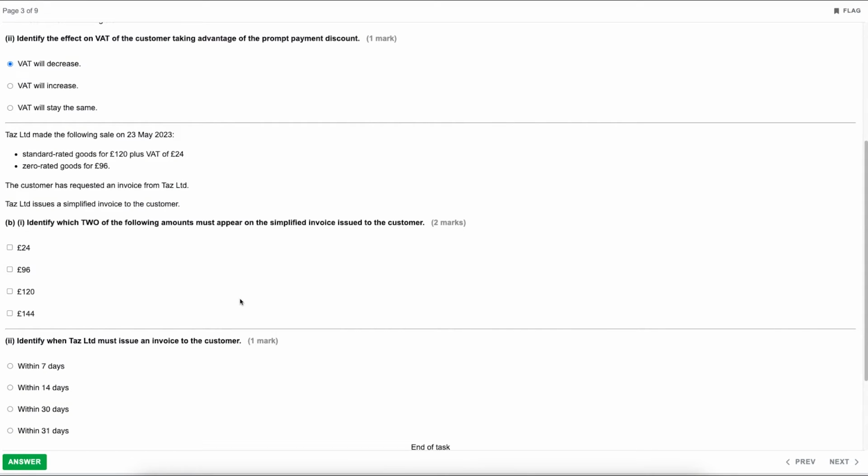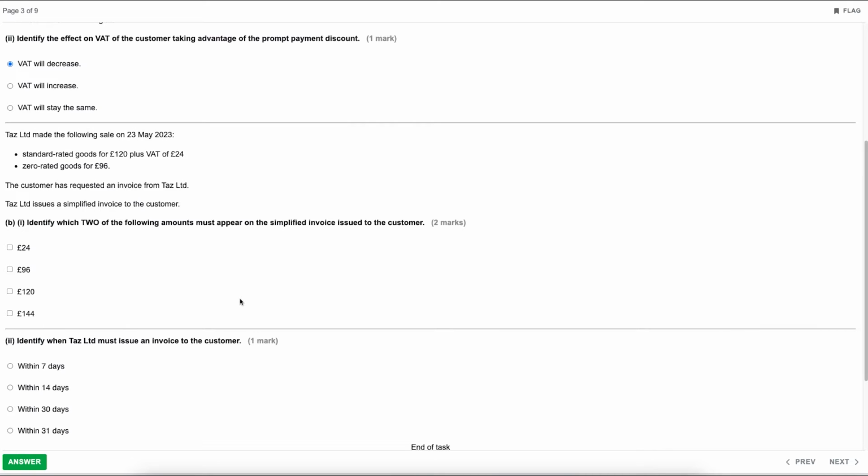TAS Limited made the following sale on the 23rd of May 2023. Standard rate goods of £120 plus VAT of £24, and then zero rated goods for £96. The customer has requested an invoice from TAS Limited. TAS Limited issues a simplified invoice to the customer. Part B, 1, identify which two of the following amounts must appear on the simplified invoice issued to the customer.